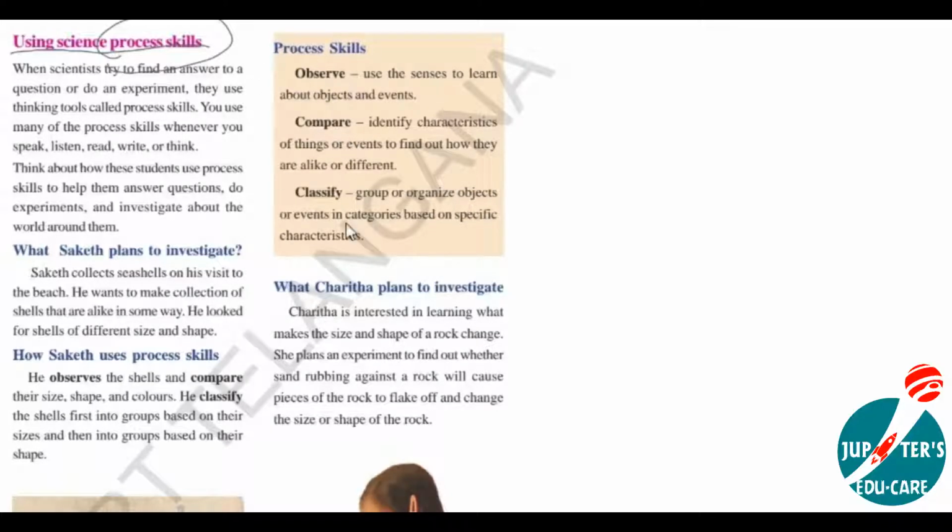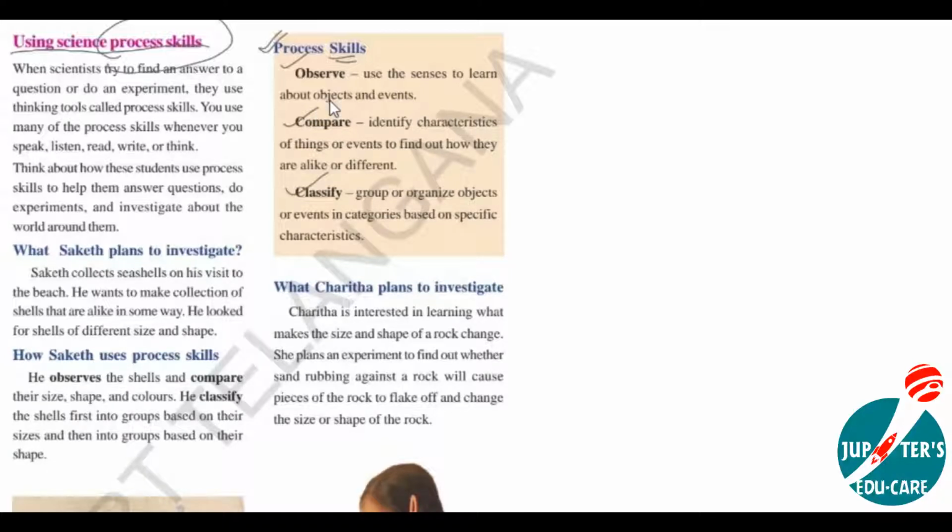See here, you have some skills: observe, compare, classify and measuring, etc. They all are skills. The skills which are used by the scientists in their experiments are nothing but process skills. The skills which we apply in a process are nothing but process skills, right?